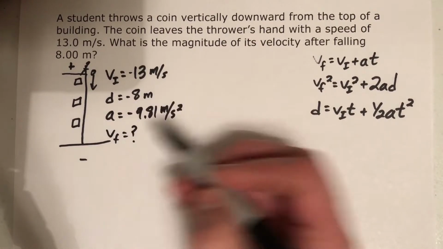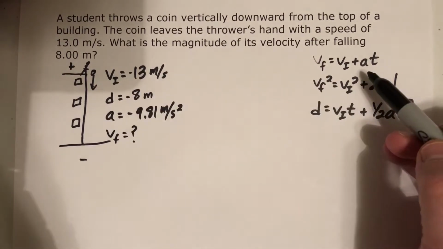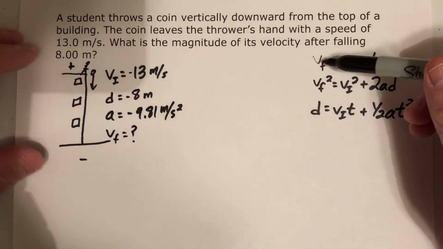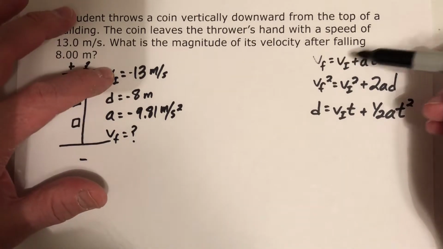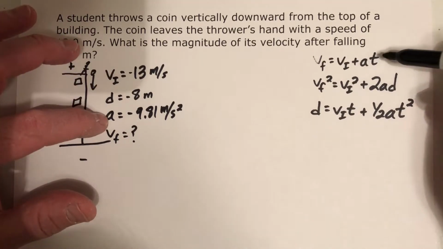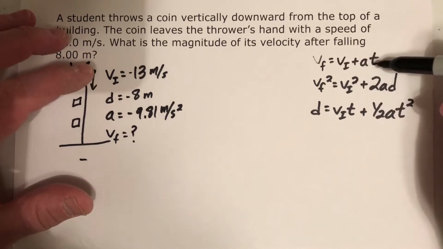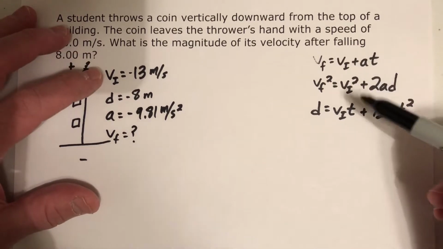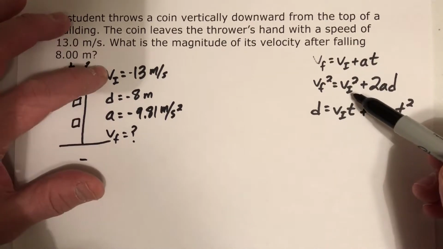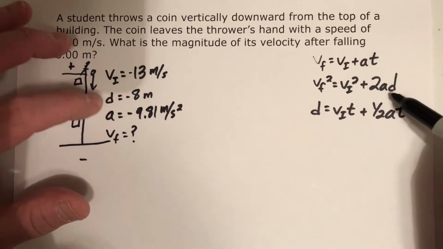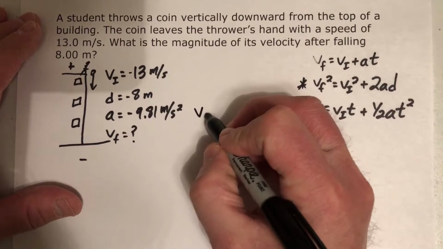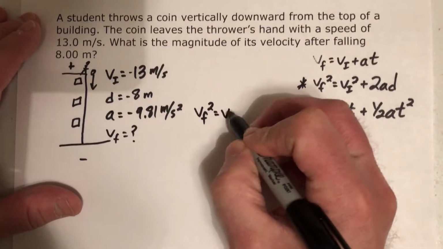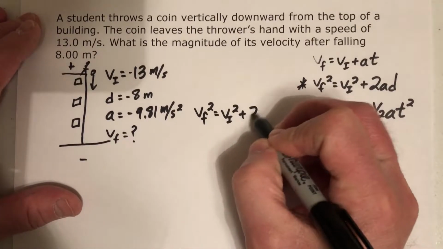So we match up these variables to these equations. The first equation has VF, which we need. We have VI, we're doing good. We have acceleration, doing great. Time, we don't have that, so we can't use that one. The second equation: VF, yes. VI, yes. A, yes. D, yes. So that's the one we're going to use. So we bring it over here and rewrite it: VF squared equals VI squared plus 2AD.